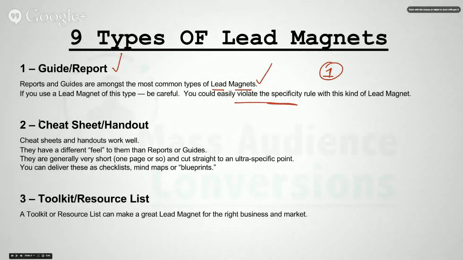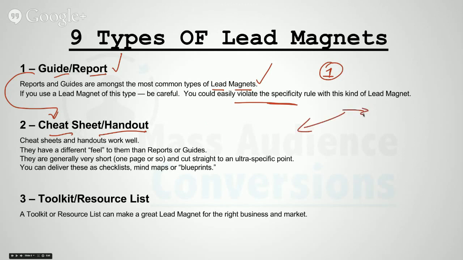Number two, cheat sheets, handouts. Cheat sheets are my favorite. Even if I have a report on something or a guide on how to do something, I will 9 times out of 10 try and frame it into a cheat sheet, because people love to get the upper hand. We love to get a shortcut. We love to leave the masses behind while we go and find that little backdoor entrance into the promised land. Cheat sheets and handouts work really well, because then we feel like we're getting a lot of value.